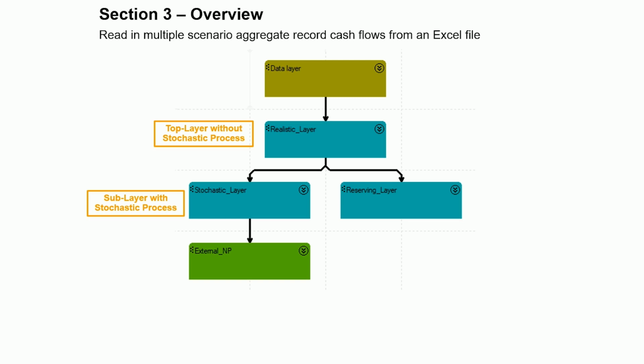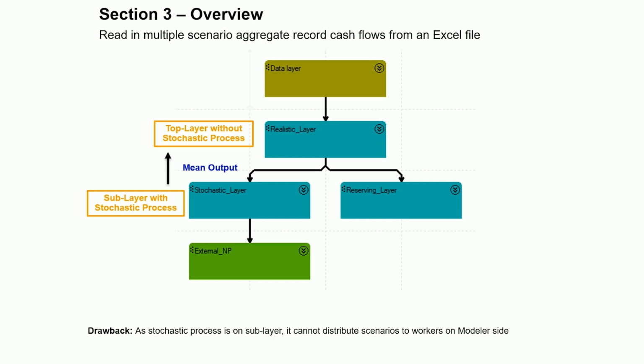To do this in the same model, we need to change the stochastic realistic layer to be a sublayer and pass the mean output from the sublayer to the top layer. But by doing this, there is the drawback where previously you could distribute scenarios to workers when the top layer was stochastic. This can no longer be done, as the stochastic process is on a sublayer.